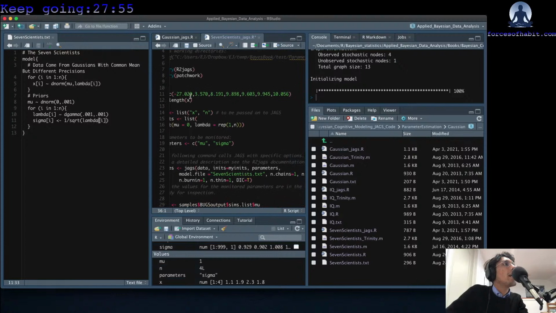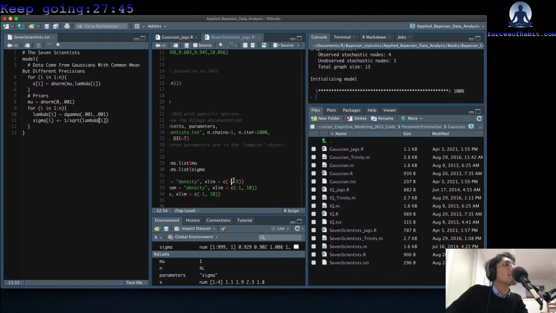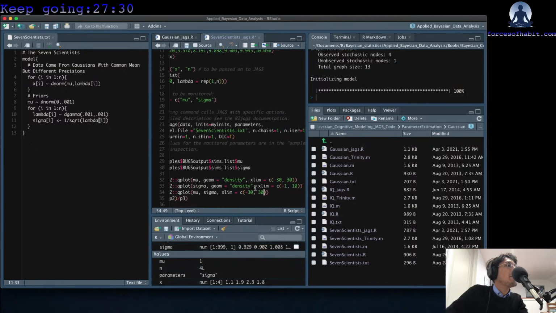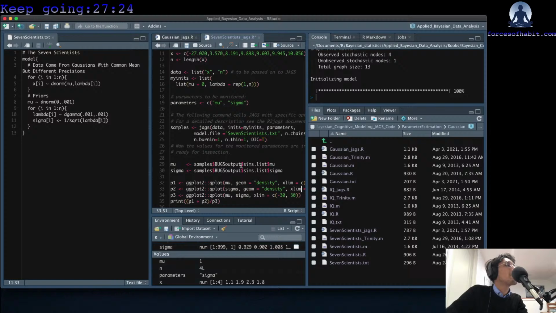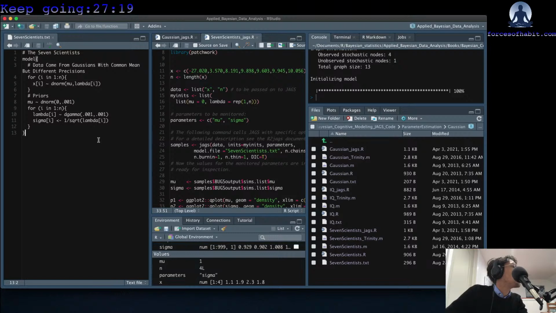And we got 127, really far off base. So we'll do like negative 30 to 30, just to make sure we get it. Sigma, I'm not really sure, so we'll do like negative 10 to 10.